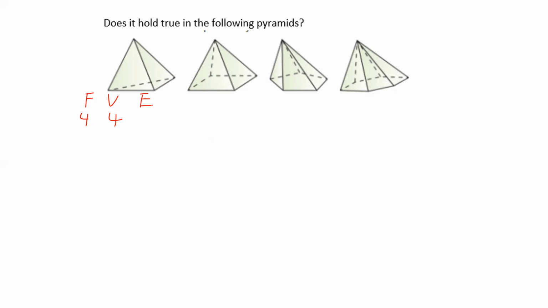I have 4 as well, actually. Wait. 1, 2, 3, 4, 5, 6. Yeah, no, I'm wrong. 6. There we go. Six edges, 1, 2, 3, 4, 5, 6. So if we add this, does it equal that plus 2?